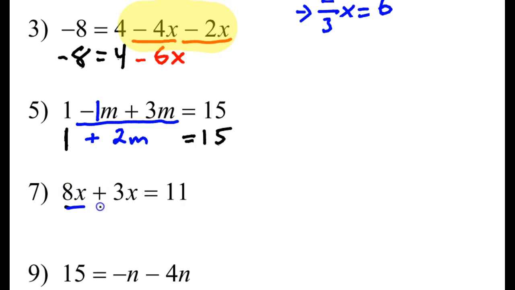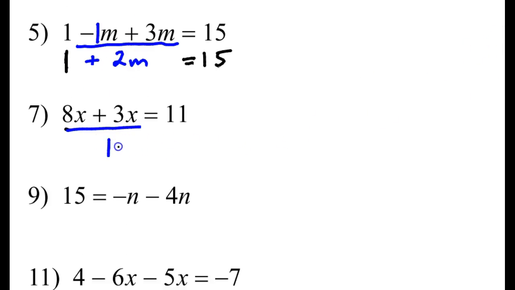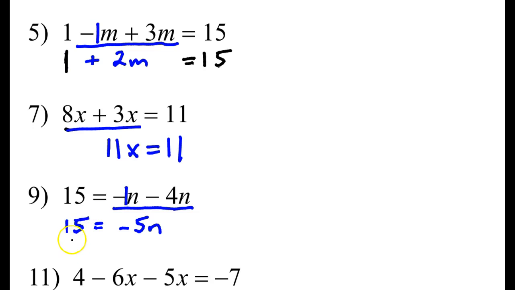Let's simplify all of these. What would this equal? 11x. Right? So we got 11 times what equals 11. We know the answer is 1, but we're not solving them right now. We're just practicing this new step. What about here? Negative 1 minus 4, negative 5. And so negative 5 times what is equal to 15? Yeah, close.